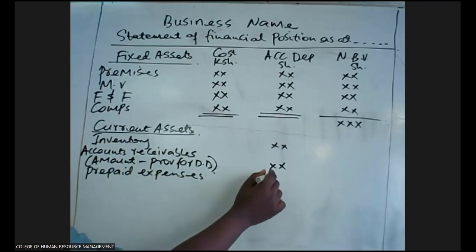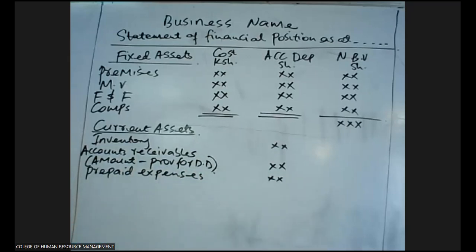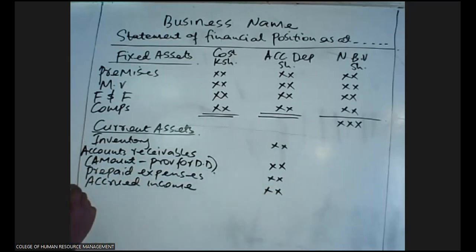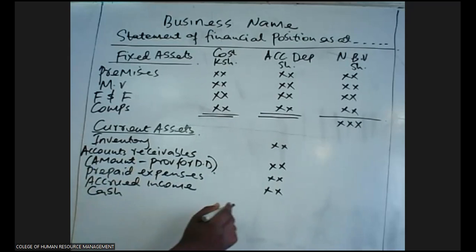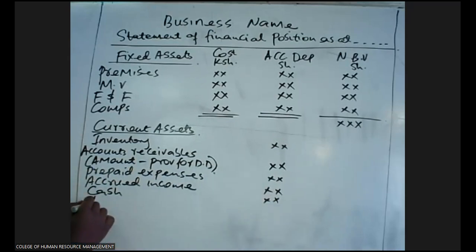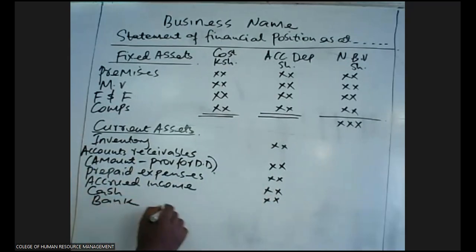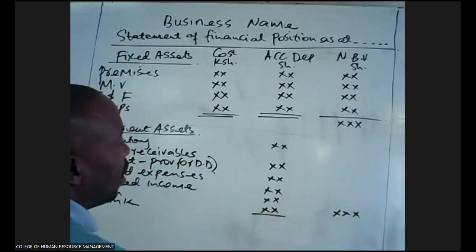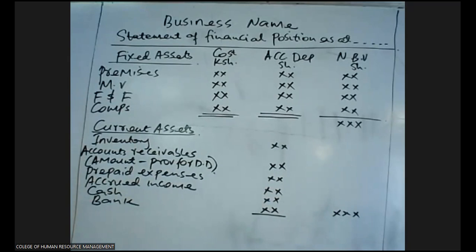expenses. That is an amount that we have paid but we have not utilized. We also have here the accrued income that we have already generated but we have not received. Then capture here the cash in hand. Then also capture the bank balance. You get the total current assets.